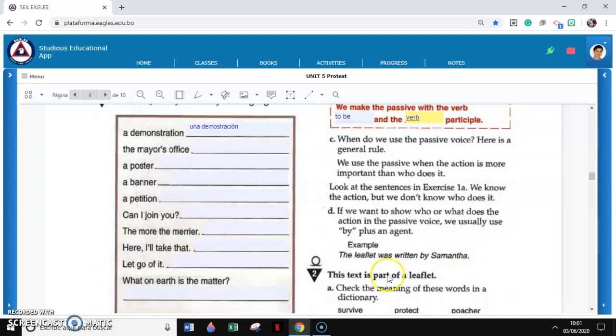If we want to show who or what does the action, in the passive voice, we usually use by plus an agent. Let's have a look at the example. The leaflet was written by Samantha, right? The leaflet was written. We want to show who. We need to add by plus an agent. Remember, an agent can be any subject, right?